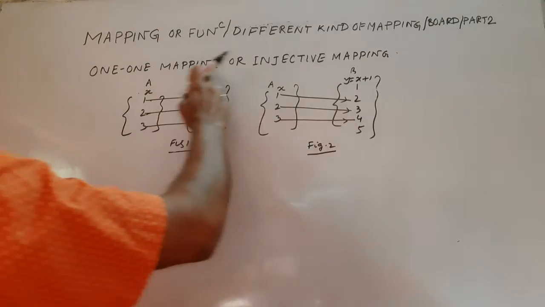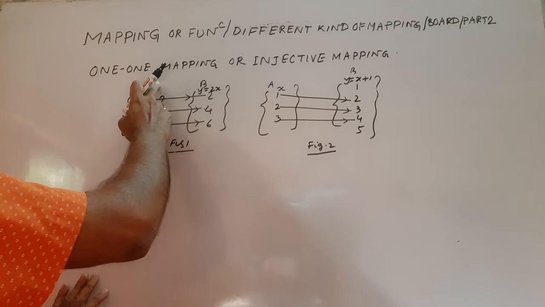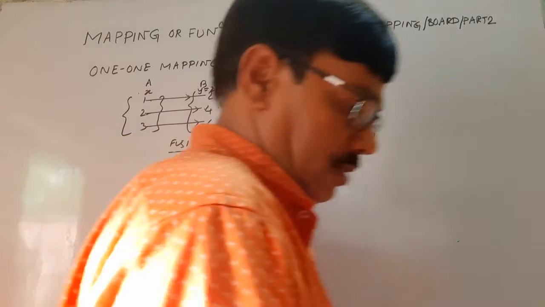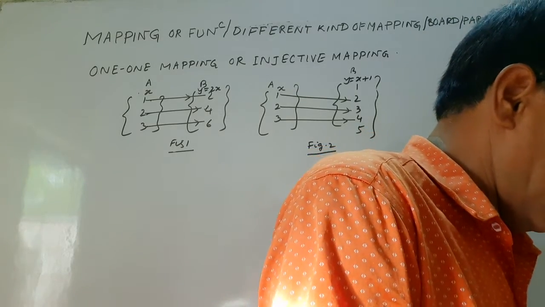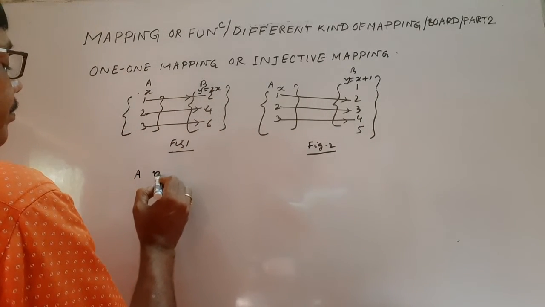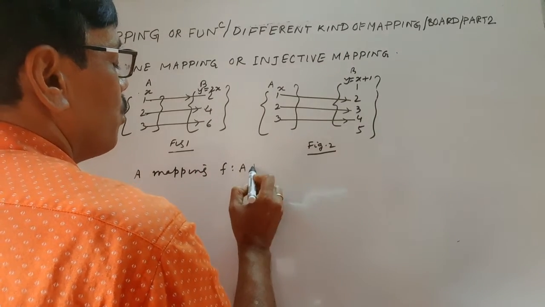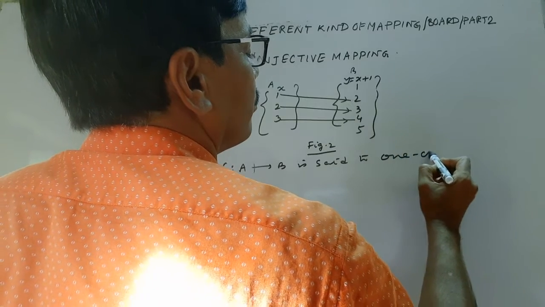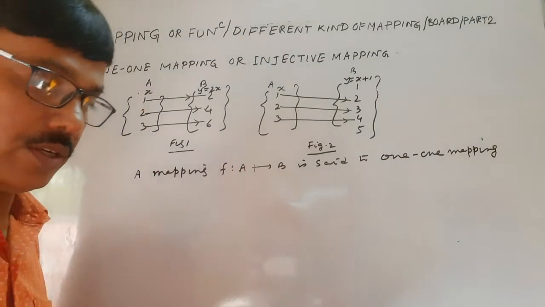Now what is 1-1 mapping or injective mapping? 1-1 mapping means each element in A has a unique image in B. So a mapping f from A to B is said to be 1-1 mapping or injective mapping if different elements in A have different images in B.